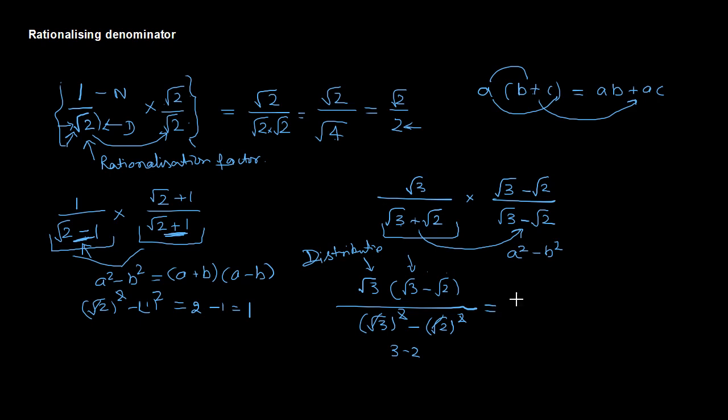So only the numerator is left, root 3 into root 3 minus root 2. Let's use the distributive property: root 3 into root 3, this into this, and again minus root 3 into root 2. Root 3 into root 3 is 3, root 3 into root 2 is root 6. So that will be 3 minus root 6.